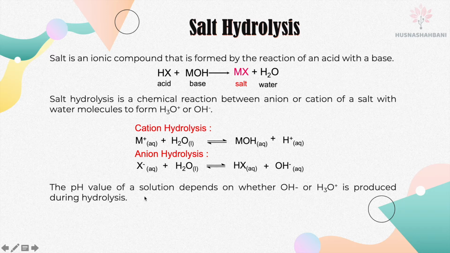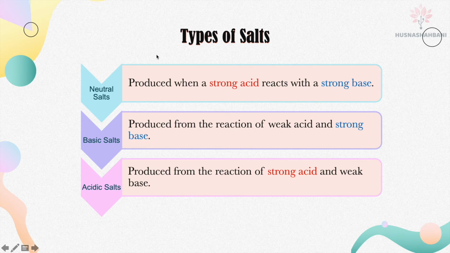The pH value of a solution depends on whether OH minus or H3O plus is produced during hydrolysis. Types of salt. There are three types: neutral salt, basic salt, and acidic salt. Neutral salts are produced when a strong acid reacts with a strong base. Basic salts are produced from the reaction of a weak acid and a strong base, while acidic salts are produced from the reaction of a strong acid and a weak base.